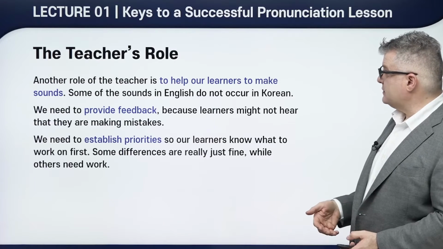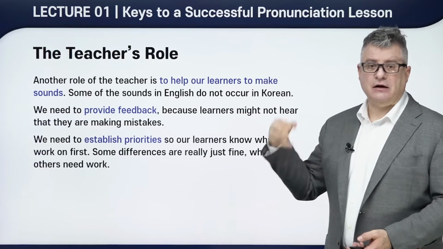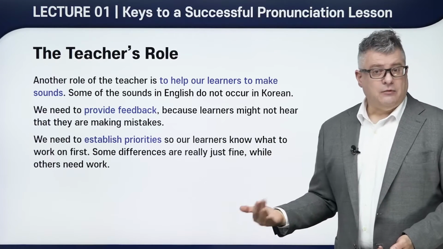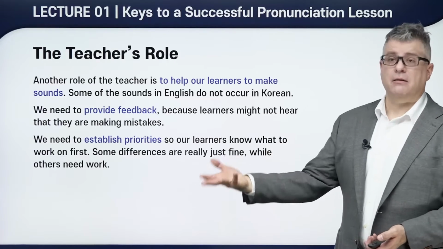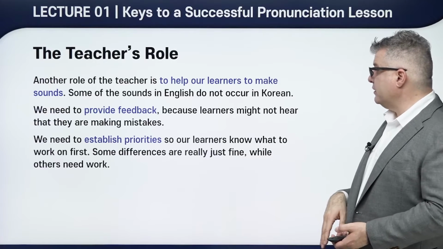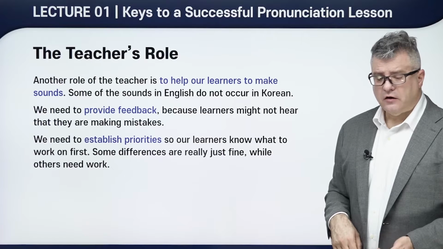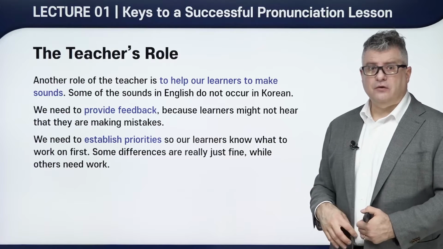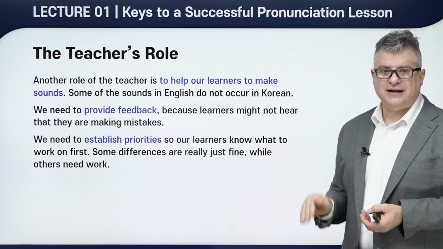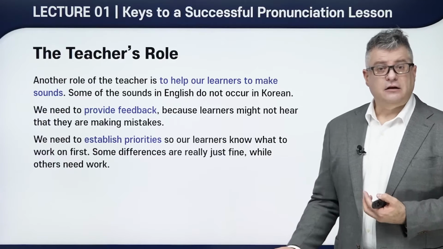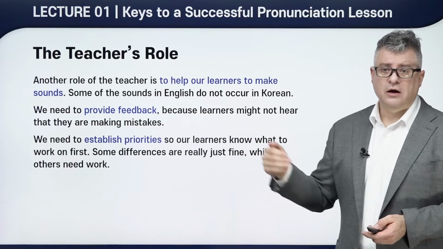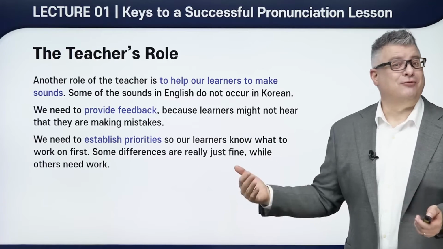Another role of a teacher is to help the learner to make sounds, to pronounce sounds, and to give feedback when they make a mistake, when they say it incorrectly, and to praise them when they do say it correctly. So we need to establish priorities so our learners know what to work on first. So in the first few weeks of class, you're taking a lot of notes on their pronunciation, sort of making a list of the things that we need to attack first, and maybe include some things that are easy fixes, and then some things that are going to take a long time to work on, slow, difficult, long-term projects, we'll put it that way.